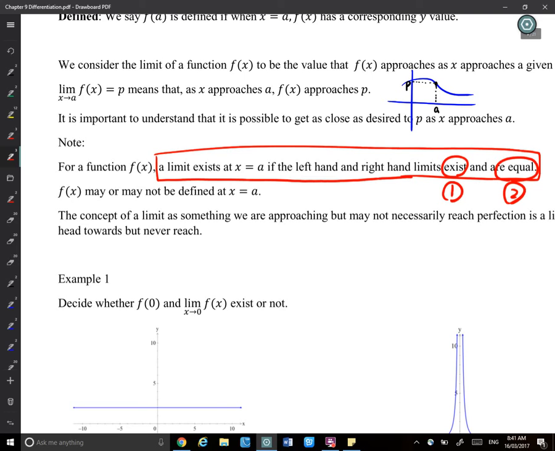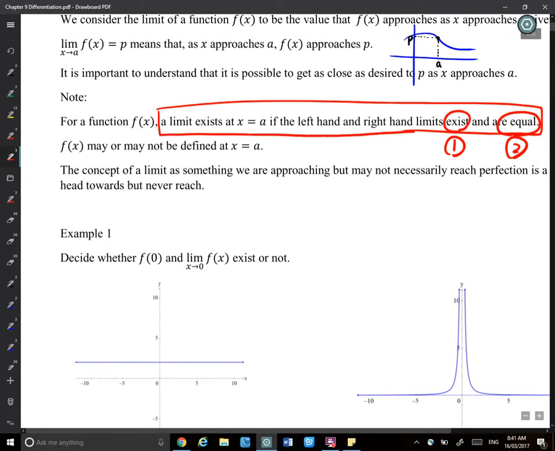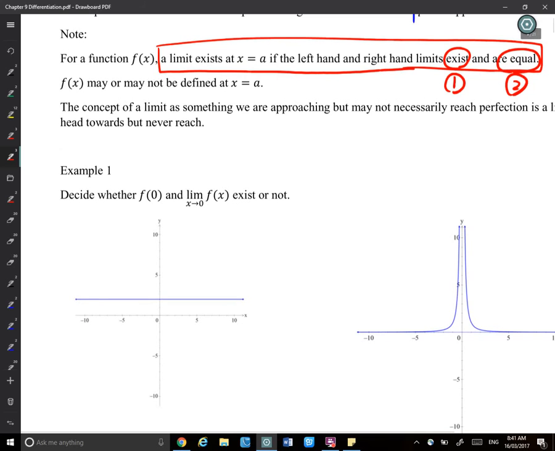Okay, you need to explain two things. f(x) may or may not be defined at a. So if you have an open circle at x equals a, that doesn't mean your limit doesn't exist. It's still possible to exist when that point is not defined. In other words, limit and defined have no connection between each other. It can be that the limit exists and defined exists, or they both do not exist, or one exists and one does not. All the counterexamples are below here.